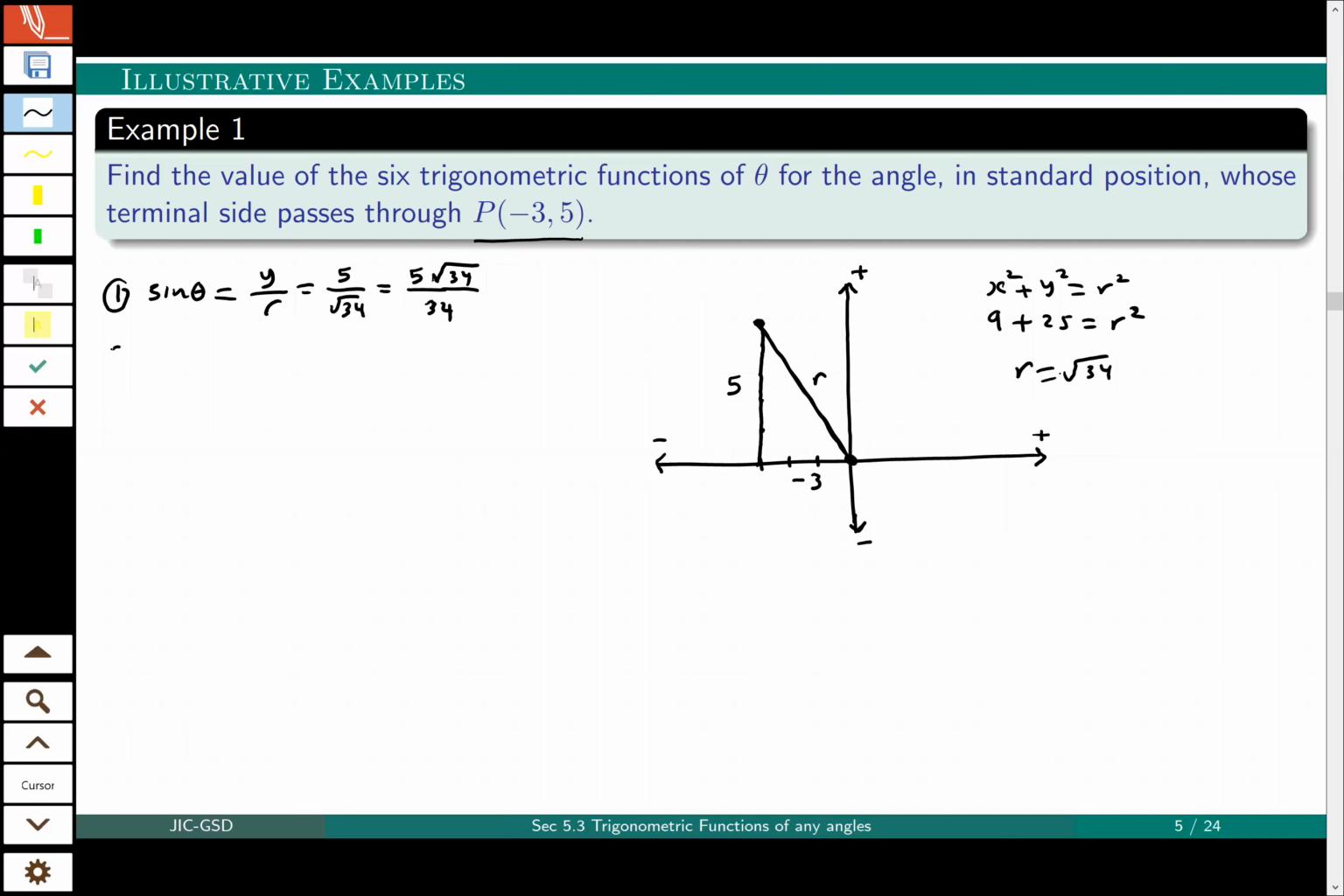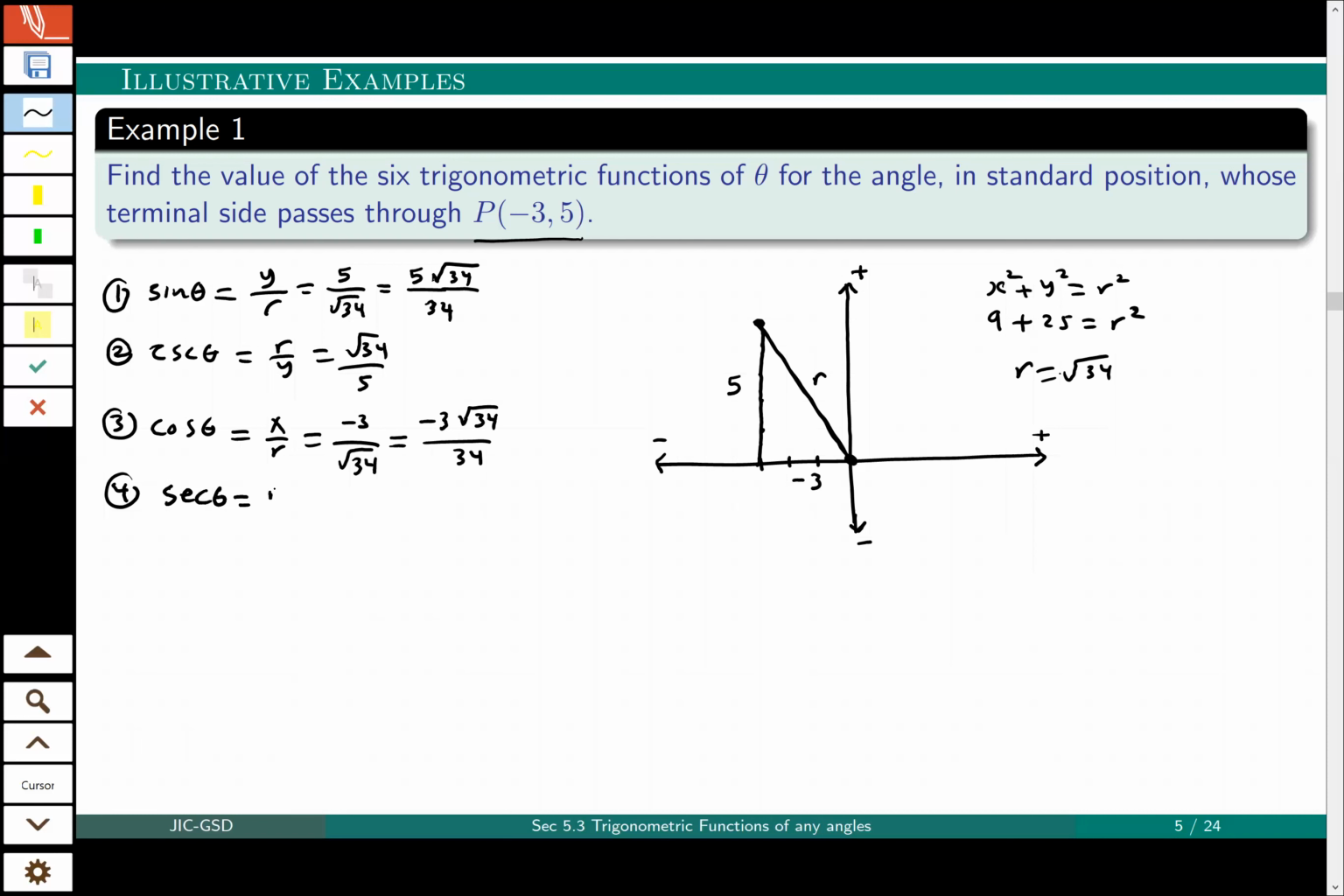Of course, once we find sine, means we find the cosecant theta, which is r over y, which is square root of 34 divided by 5. Cosine theta, it's x over r. So our x is -3, our r is square root of 34. Again, if we multiply it by the conjugate, we will say -3 square root of 34 divided by 34. Once we find cosine, means we found secant, which is reciprocal, upside down. So it will be -√34 over 3.